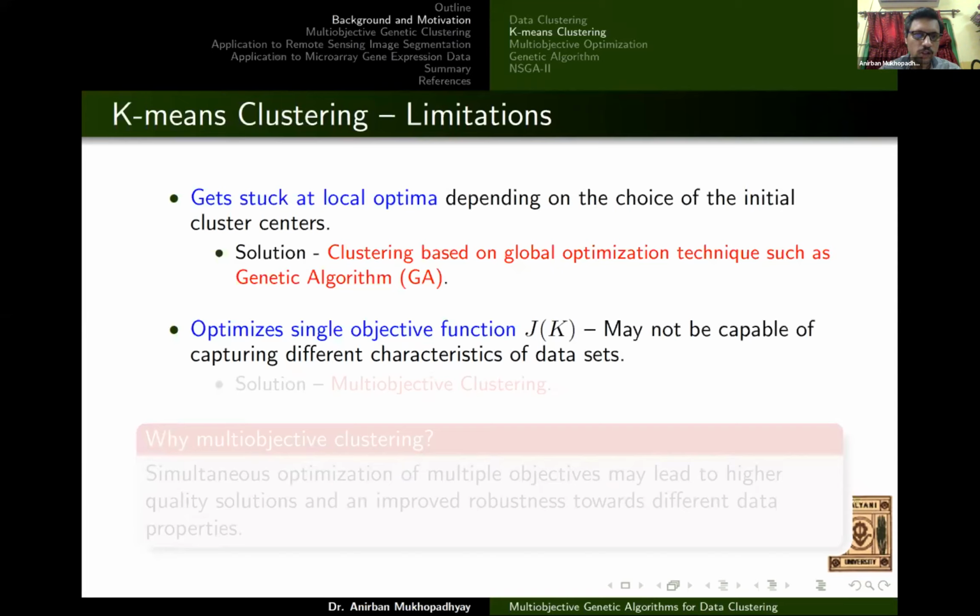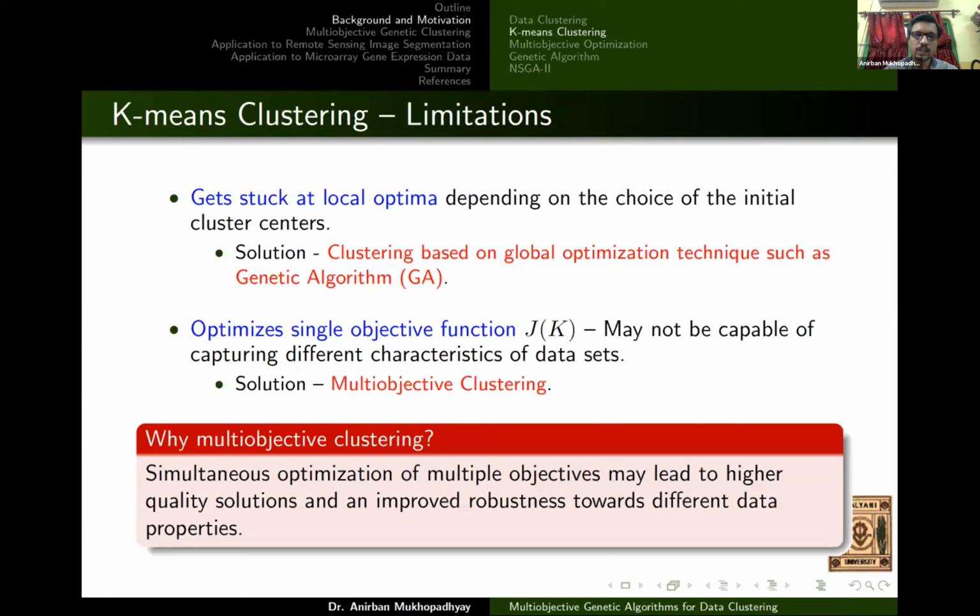So here, we proposed a multi-objective clustering approach, based on a multi-objective genetic algorithm, which can optimize more than one clustering criterion, called cluster validity indices, simultaneously, so that they can give a more robust result, in the sense that they will give more or less good results for almost all kinds of data sets where k-means fails. So why multi-objective clustering?